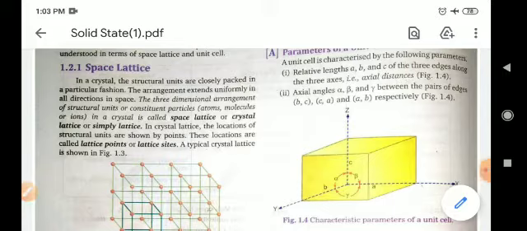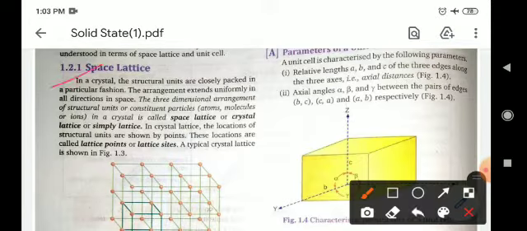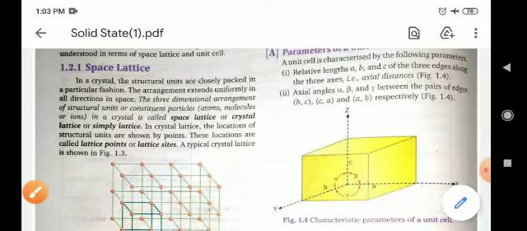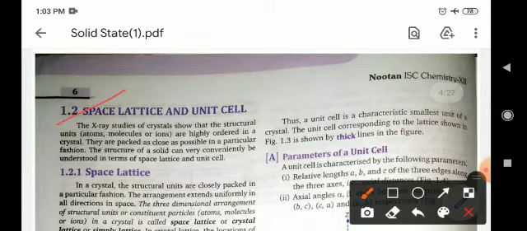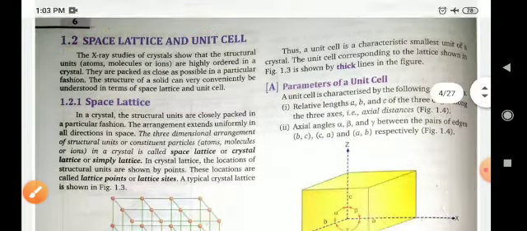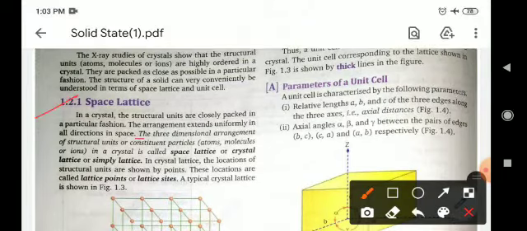Today in this class we will discuss the second part of the chapter Solid State, in which we will discuss space lattice. So what is the space lattice and unit cell? Firstly, what is the space lattice? The three-dimensional arrangement of structural units or constituent particles like atoms, molecules or ions in a crystal is known as space lattice or crystal lattice or simply lattice.